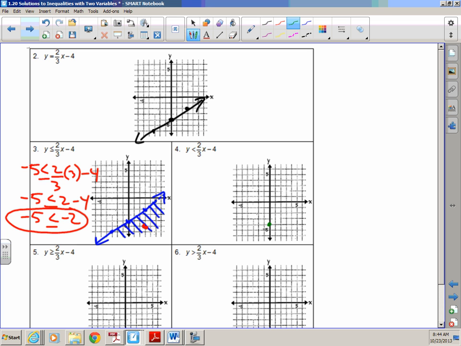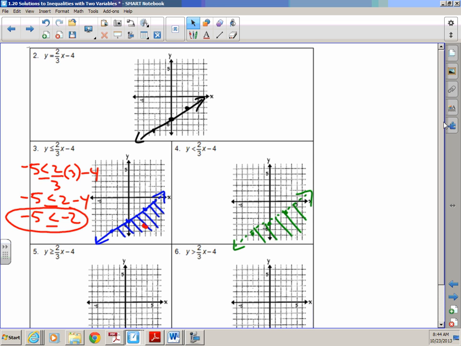Now I go to the next one. Again, the same 3 points are going to show up. However, now it doesn't have an equal to sign. So like my open circle on a number line, I'm going to do dashed lines. Is my shading going to be any different? No, it's still less than. Only difference, solid line, the points on that line are part of the solution set. Dashed line, the points on that line are not part of the solution set.